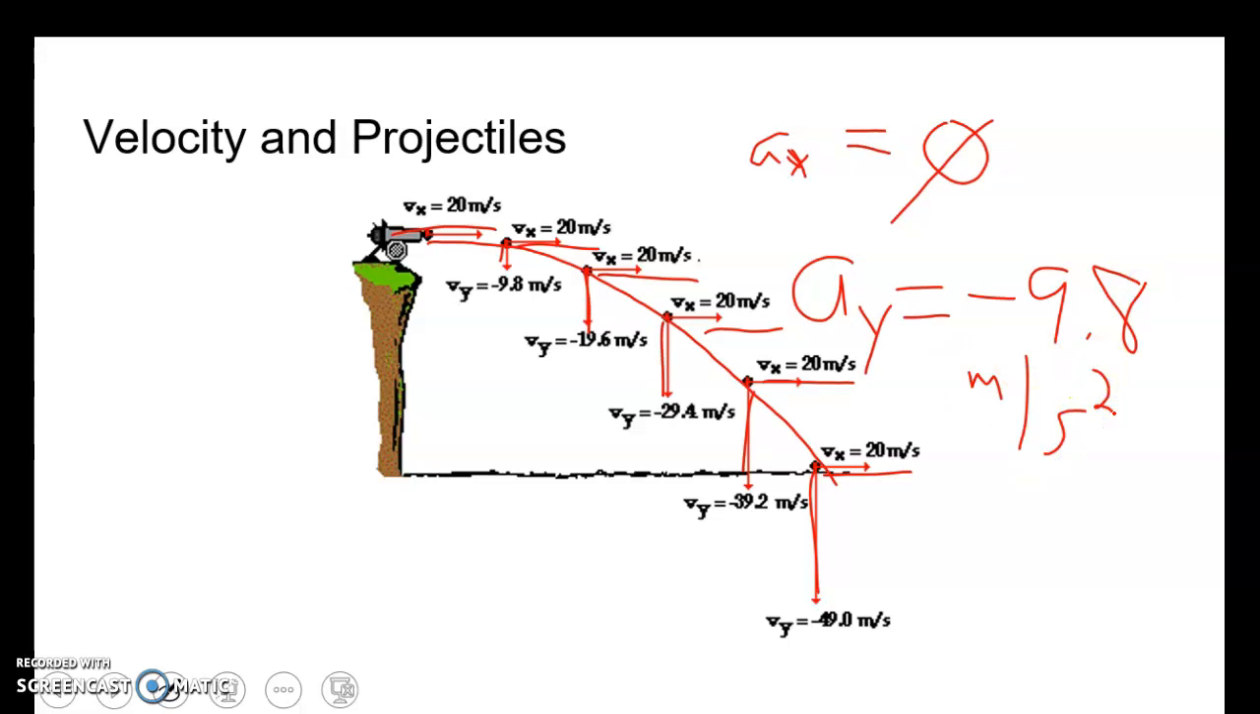So this is what we expect to see, okay? In the X, no acceleration, constant velocity, but in the Y, our velocity will change.